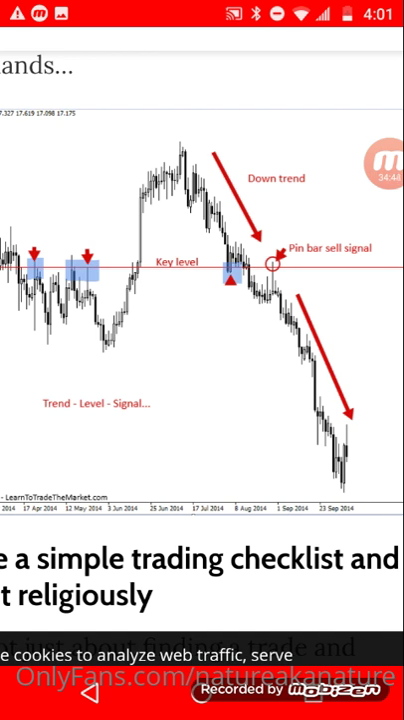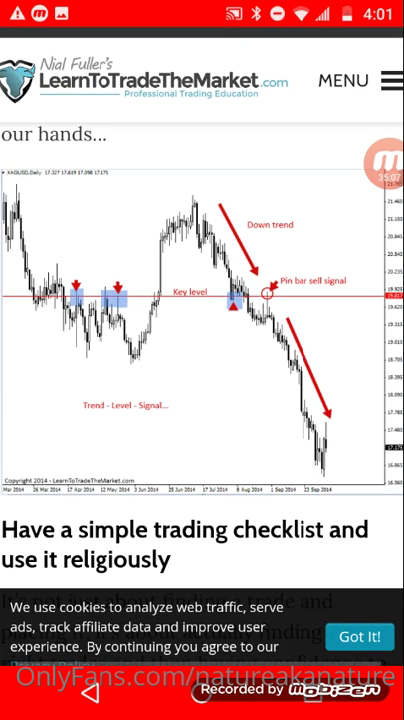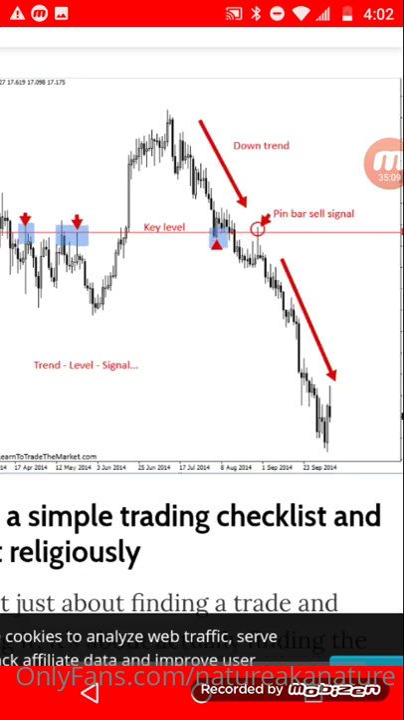So if you would have gotten in at the key level, it still could have been a 1 to 4, 1 to 5 reward ratio. And you get in once you see price starting to go back up. So have a simple trading strategy, understanding trend lines, signals, key levels, and that the market ends at 5 o'clock.